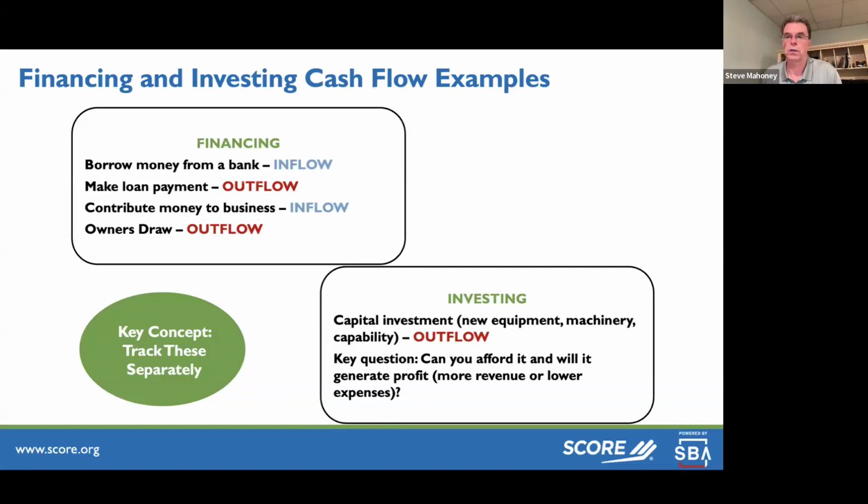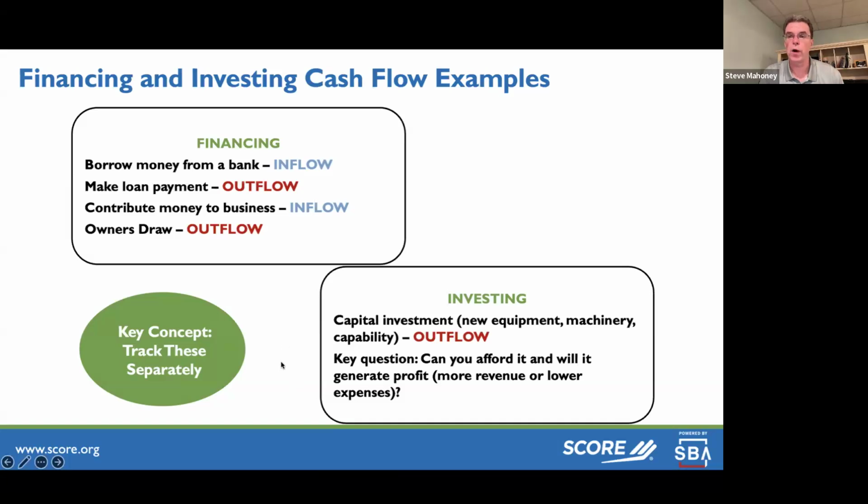How does your outlook look for cash over the next several months or years to be able to afford paying that down, if you're going to be borrowing money, or can you ensure that you can afford to invest that now? Is it going to generate profit, whether through more revenue or lower expenses? That's how businesses think about that investing capability.